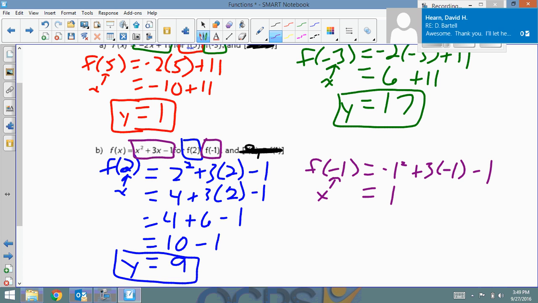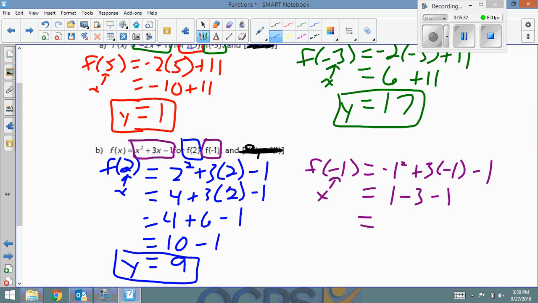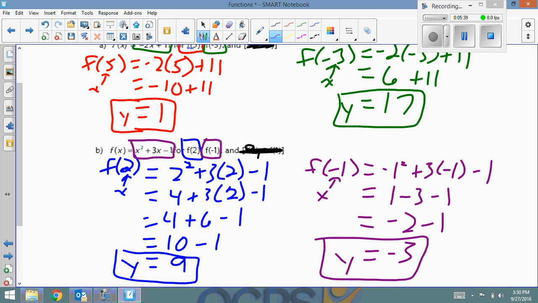-1 squared is 1. 3 times -1 is -3, minus 1. 1 minus 3 is -2, and -2 minus 1 is -3. So again, y is -3 when x is -1.